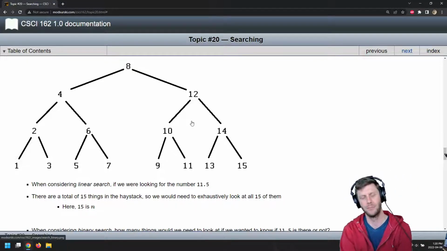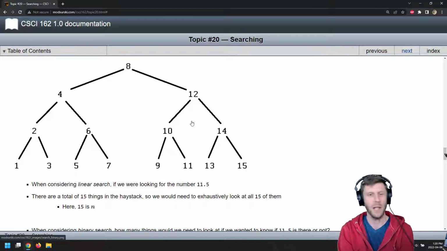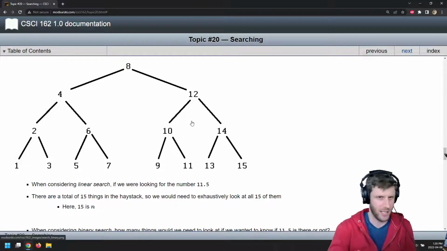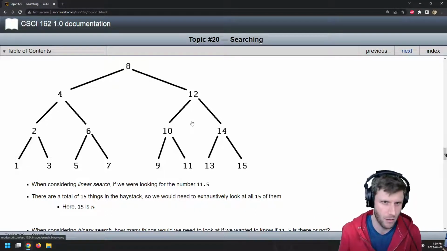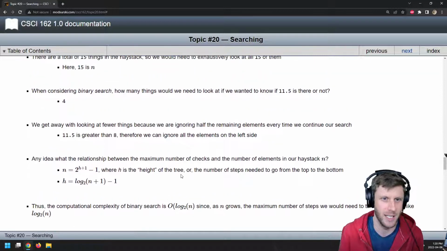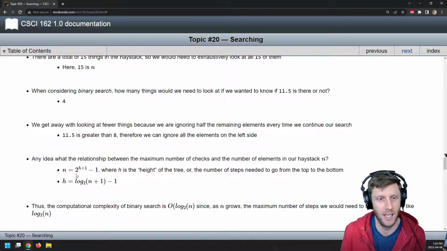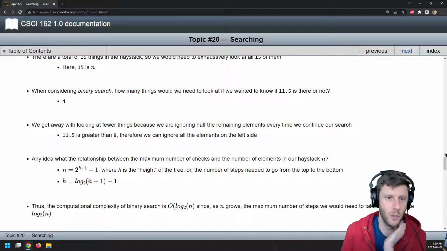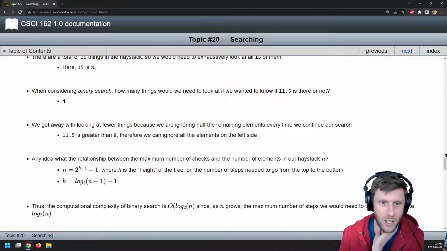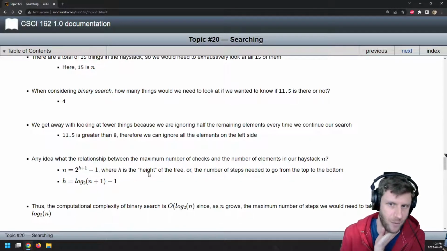So, what's the relationship between the height of this structure here and the number of elements in there? Well, the number of nodes is going to be equal to 2 to the power of h plus 1, minus 1, where h is the height of the tree, or in this case, the number of steps needed to get from the top to the bottom.